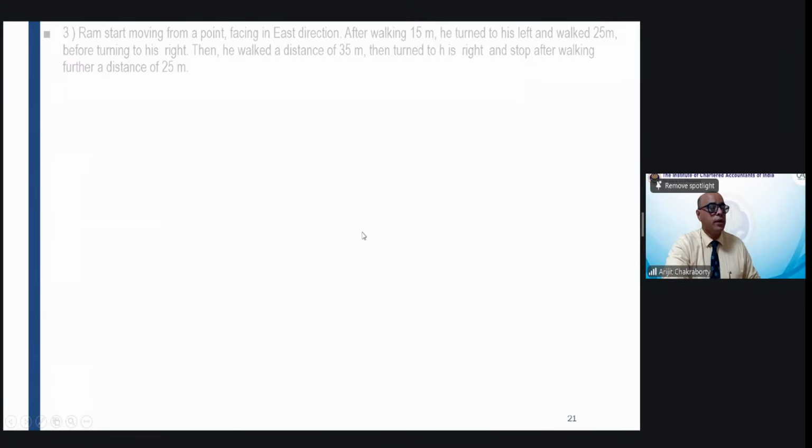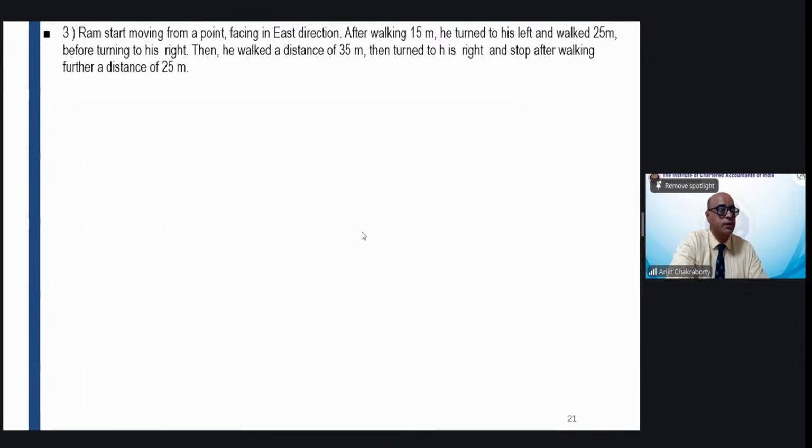Ram started moving from, yes, 55 west. Correct answer. Angel, Aishwarya, Tejaswini, Garvit. Okay.